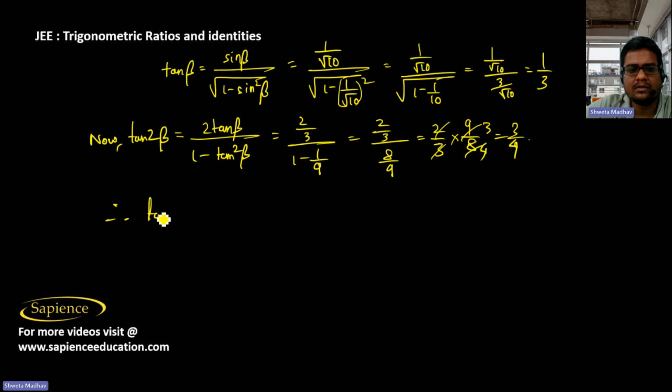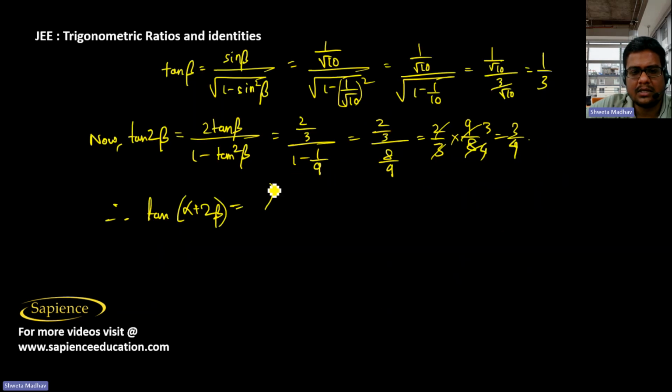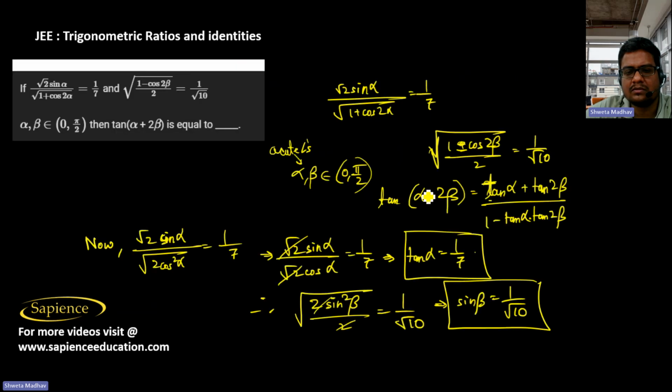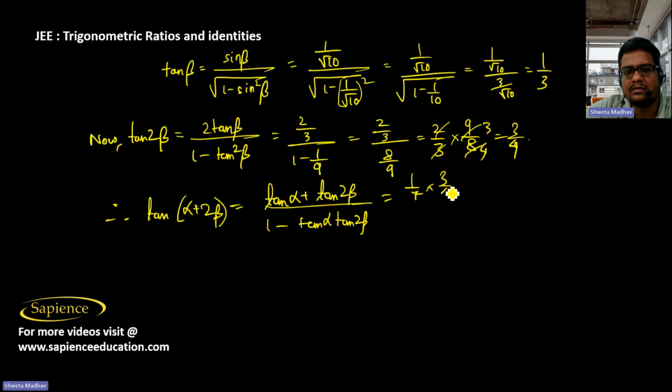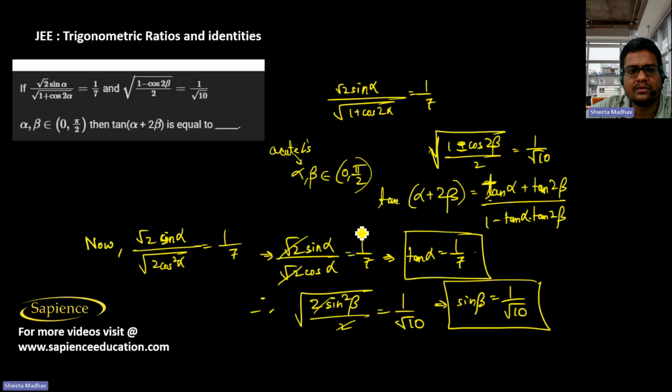So therefore we can find out the value of tan alpha plus 2 beta, which has been asked. So this will be equal to tan alpha plus tan 2 beta by 1 minus tan alpha into tan 2 beta. So tan alpha we got, that is 1 by 7. So 1 by 7 plus 3 by 4 by 1 minus 1 by 7 into 3 by 4. So this is 3 by 4 sevens are 28, by 28 minus 3 by 28. So this will be equal to 3 by 25. So 3 by 25 is the answer.